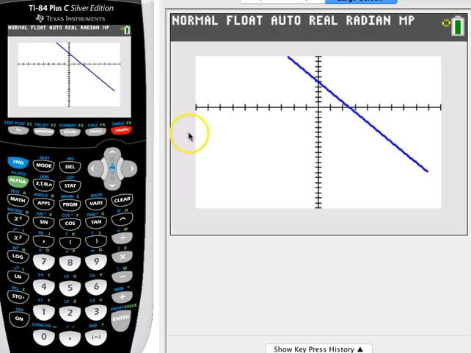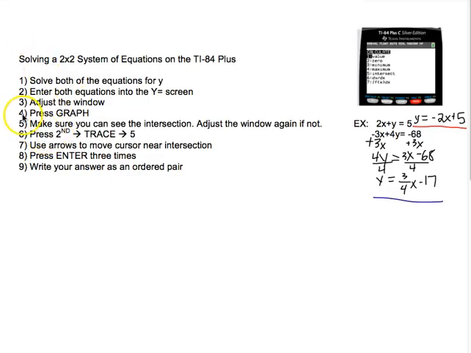Notice it's putting on the lines here. Both of them. Excellent. So now I look back. I pressed graph. That was step 4. Step 5, make sure that you can see the intersection. Remember that if lines are parallel, they're not going to intersect. If the two lines are the same line, they intersect everywhere. So watch for those that you learned about, but most of the lines are going to intersect, so make sure you can see those. Adjust the window again if you can't.